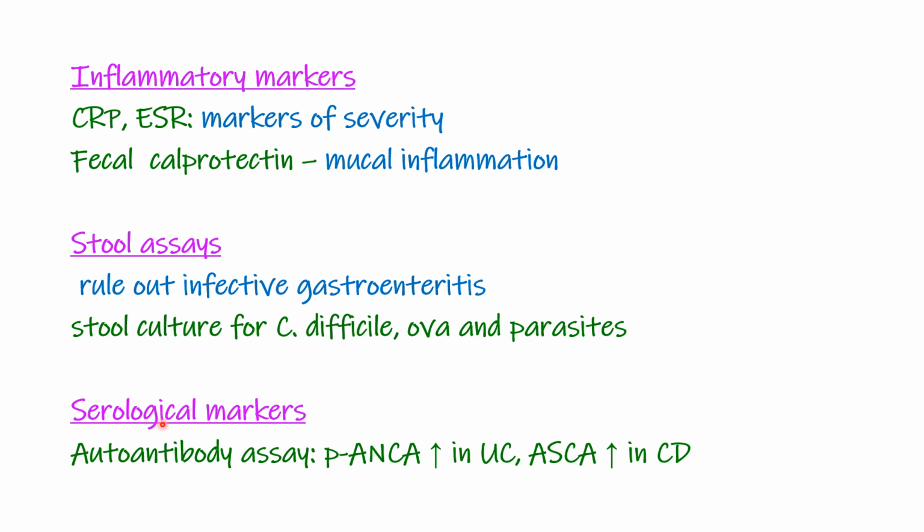The next thing is serological markers. These are antibody assays, which are P-ANCA, which is elevated in ulcerative colitis, and ASCA, which is elevated in Crohn's disease. So they can both be elevated in inflammatory diseases, but when P-ANCA is present, it's indicative of ulcerative colitis.